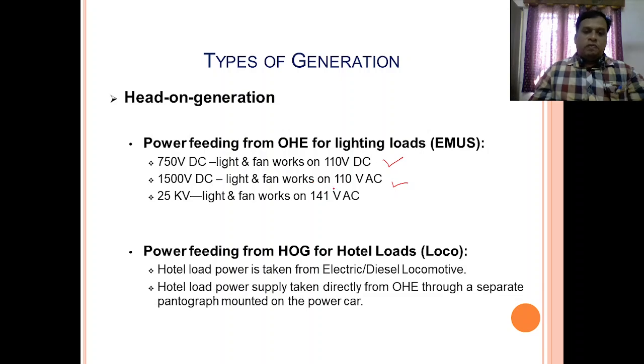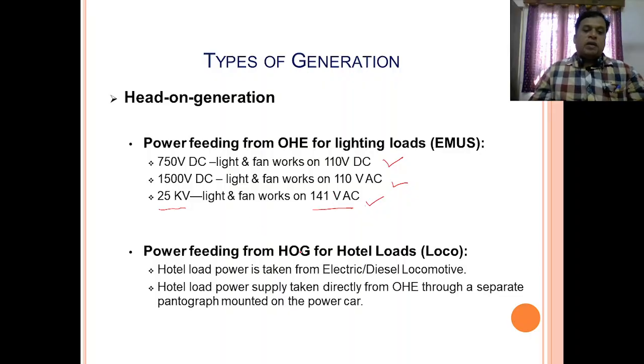This is one type of power feeding, and here we are having 25 kilovolts from the high voltage transmission lines. We are having 25 kilovolt supply, and therefore light and fan works on 141 volts AC. This is also one type of generation that is called head-on generation.